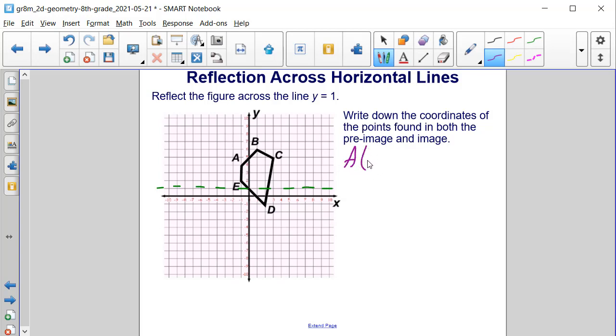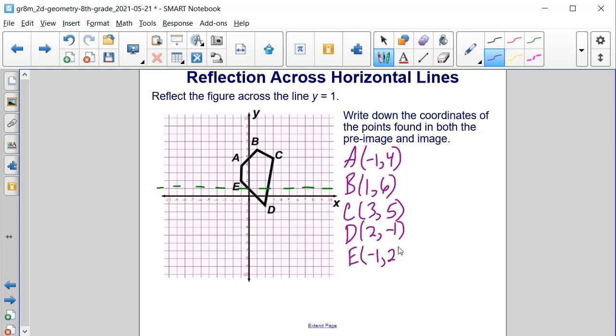Point A is -1, 4. B is 1, 6. C is 3, 5. D is 2, -1. And E is at -1, 2. Okay. Now let's find our image points.